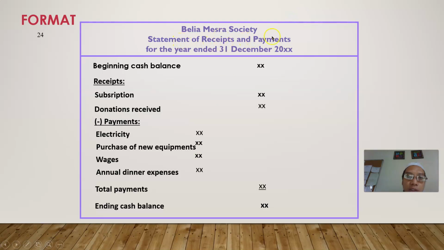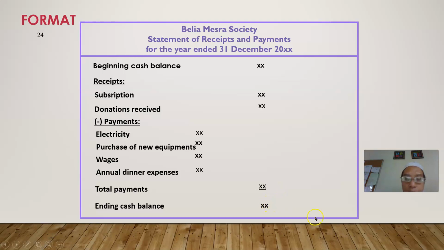So the statement of receipts and payments is ignoring the accrual basis accounting. So we total up all the total payments. From the beginning cash balance, we add the total receipts minus the total payments. We will get the ending cash balance, which should be equal to the balances of all of the cash and cash equivalent accounts.